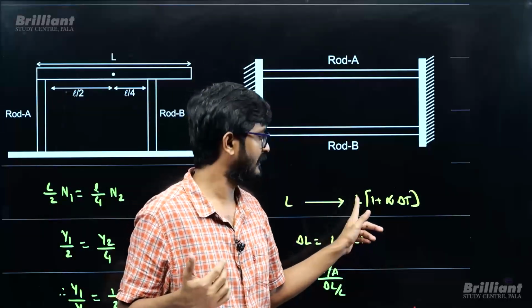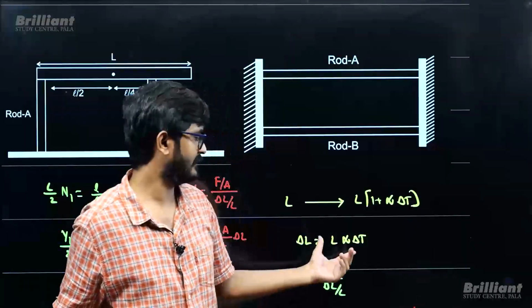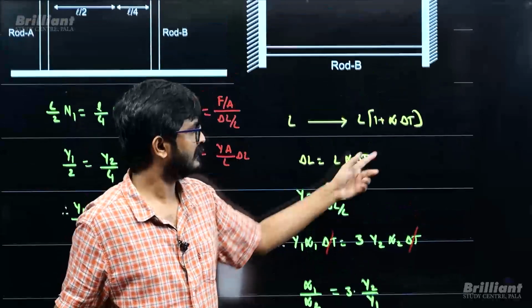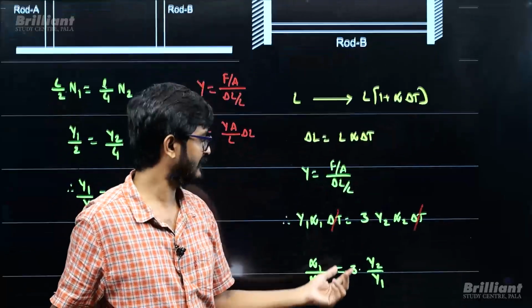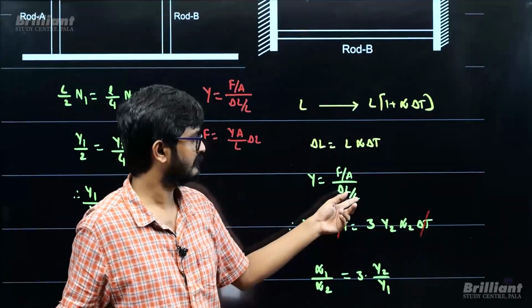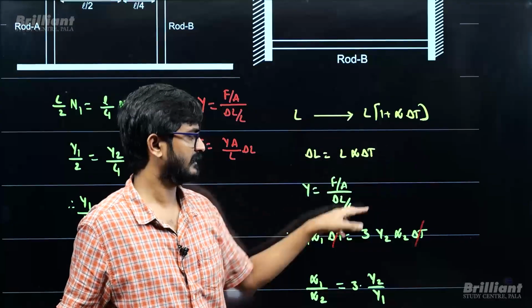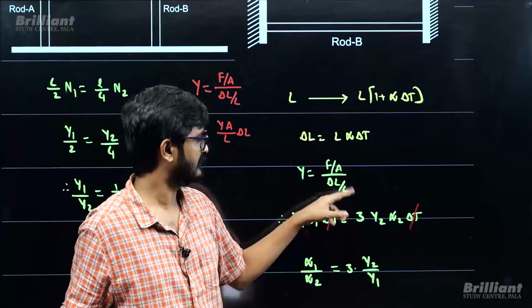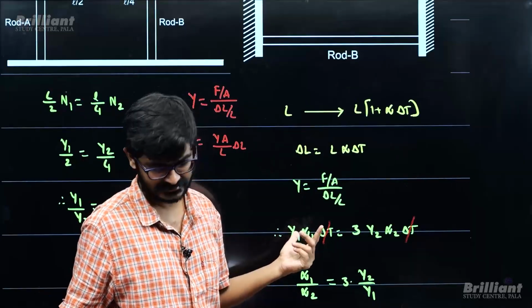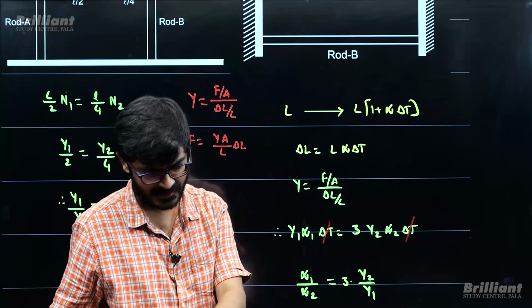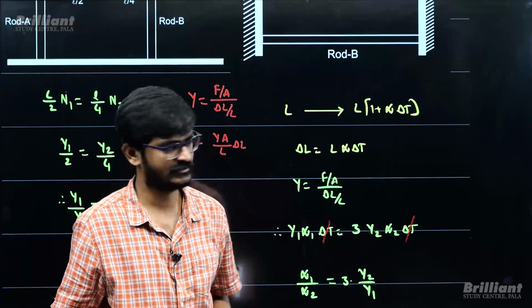So change in length will be L alpha delta T. Change in length is this much. So once you know change in length, natural length is L plus alpha delta T, but I am going to put almost the same as L, because it doesn't make much difference, right? So from here they are saying stress in such a way that thermal stress is 3 times, right?